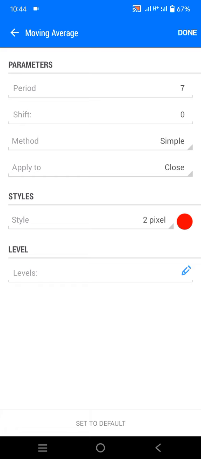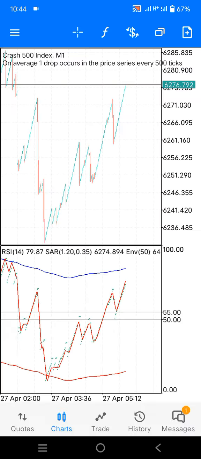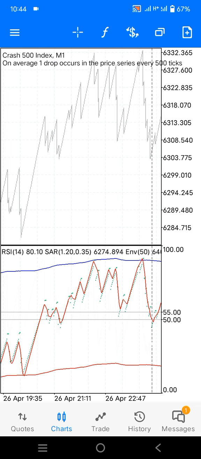This is the main thing. If you don't want to use the Parabolic SAR, Envelopes, or Force Index, no problem, don't use them. But you have to choose the RSI and the moving average, which are very important in this strategy. Okay guys, so let's get started and show you the very powerful strategy, how to milk. After setting up, you will see it like my chart.